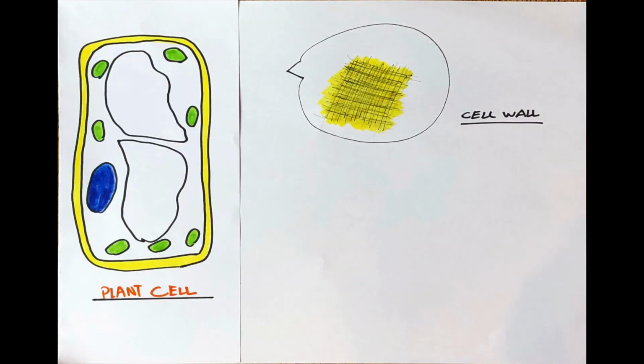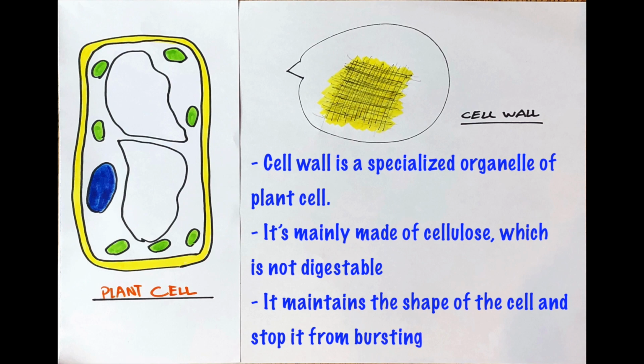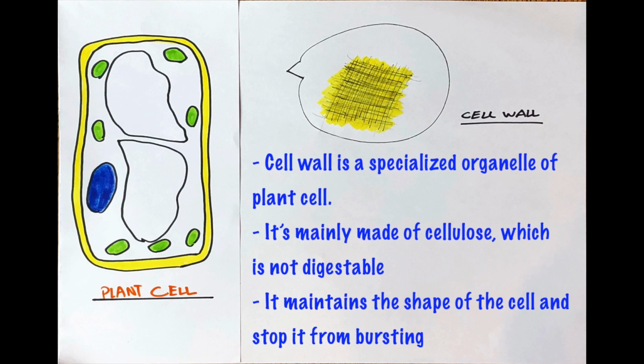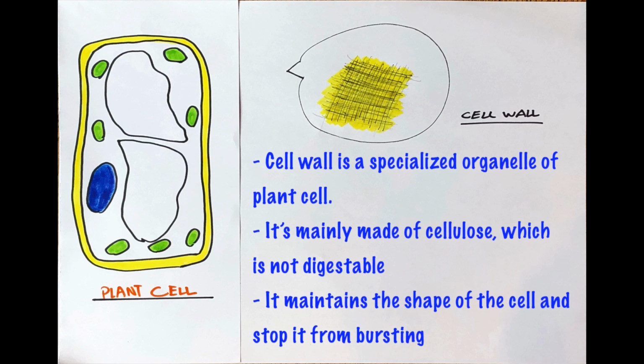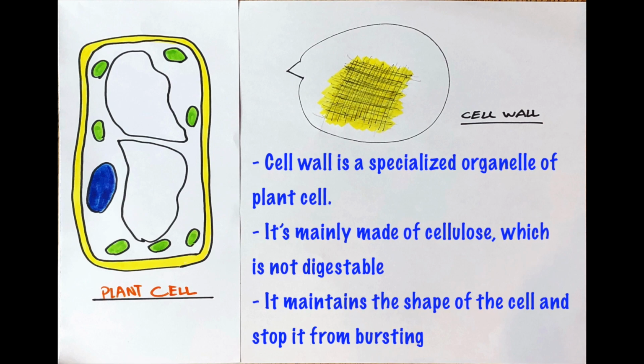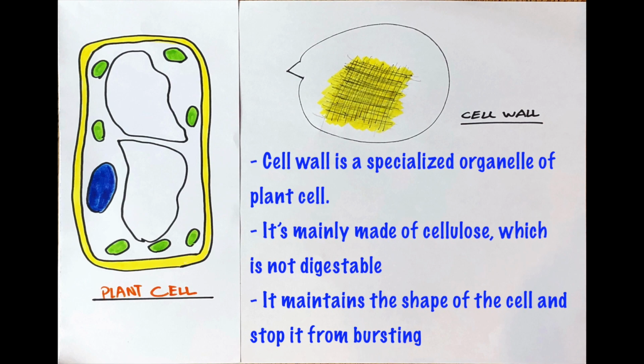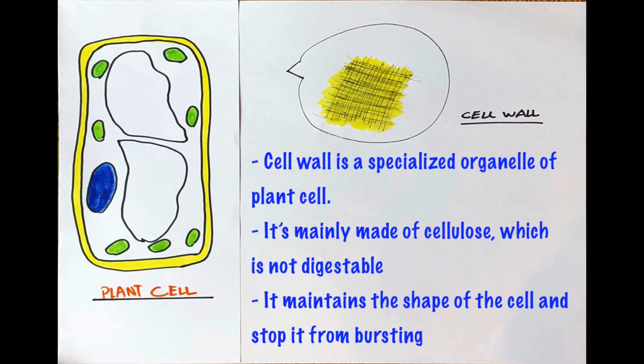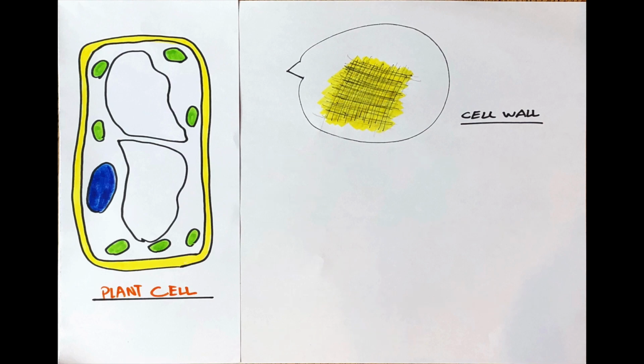Let's start with the plant cell. First, the cell wall is the specialized organelle of the plant cell. It's mainly made of cellulose, which is a polysaccharide. Cellulose forms fibers which crisscross over one another to form a very strong covering for the cell. It maintains the shape of the cell and stops it from bursting when too much water is absorbed.